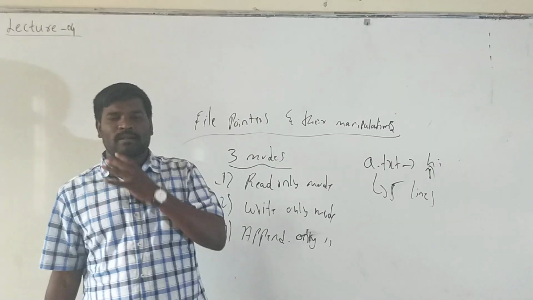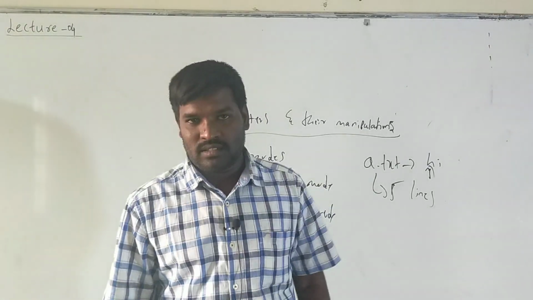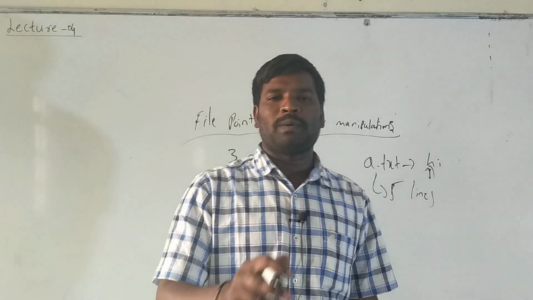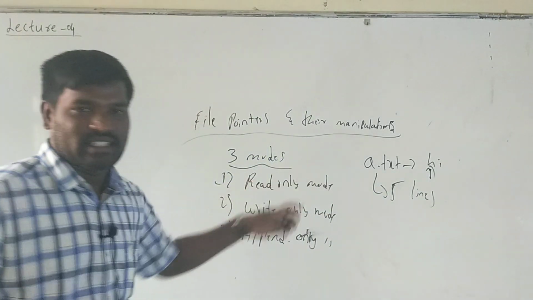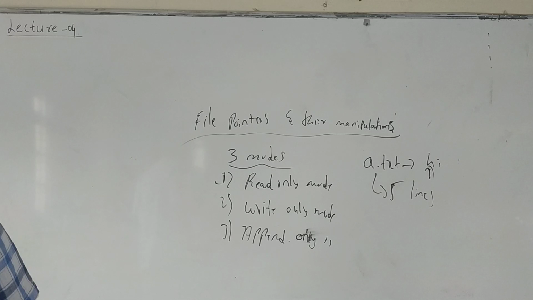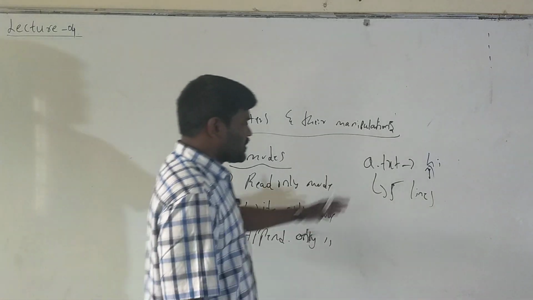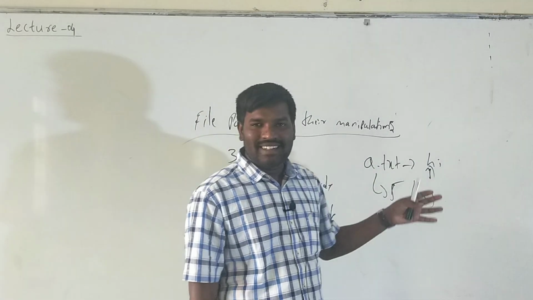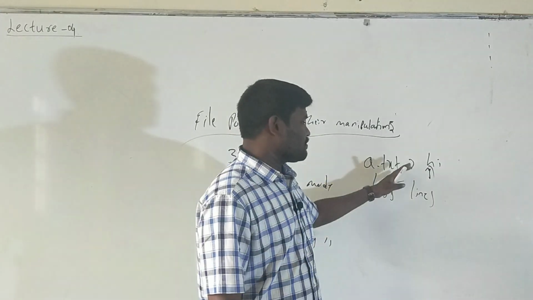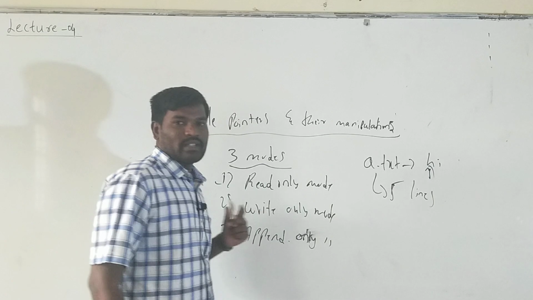a.txt consists of n number of lines or n number of text, but if you want to open the file in read only mode, automatically the pointer is set to the very first byte of the file, and from the beginning you can read the characters, you can read the text from the beginning. So this is the read only mode.